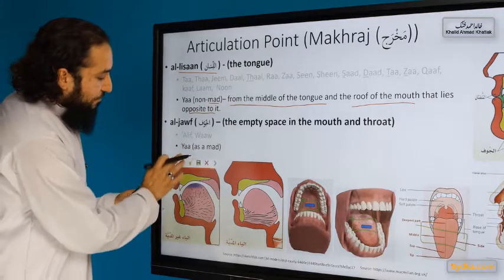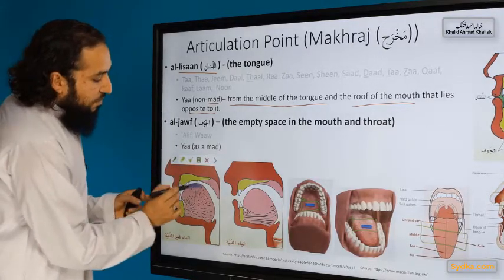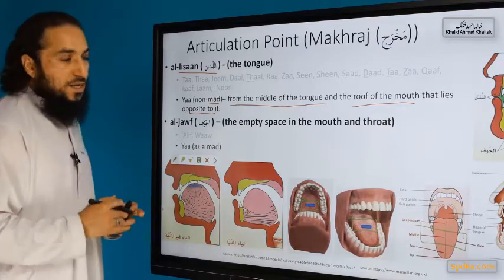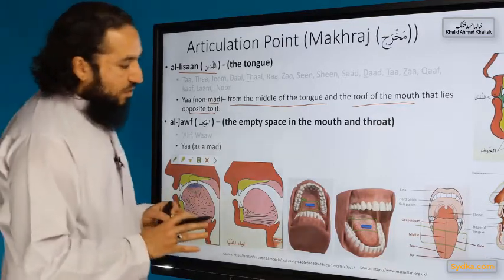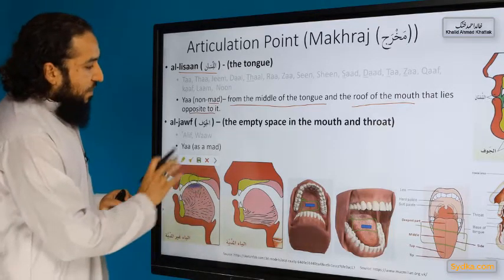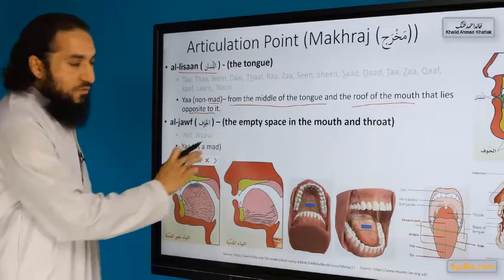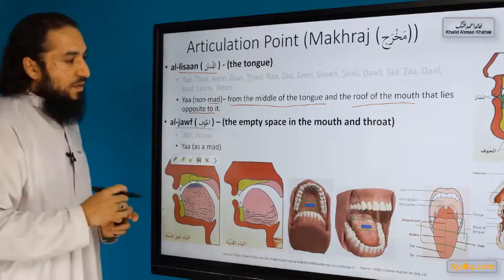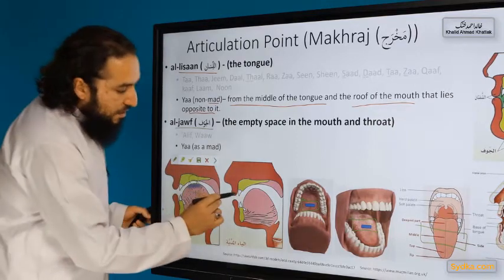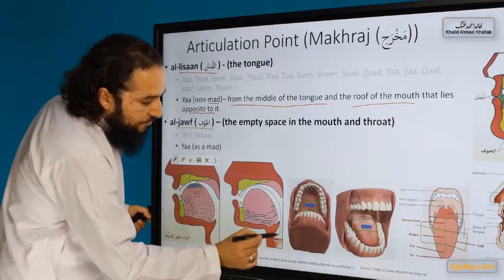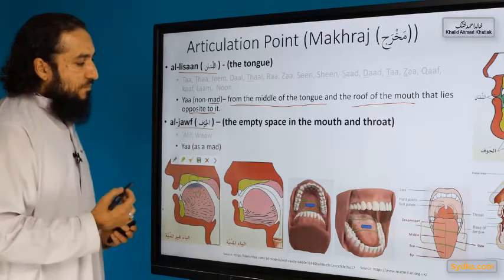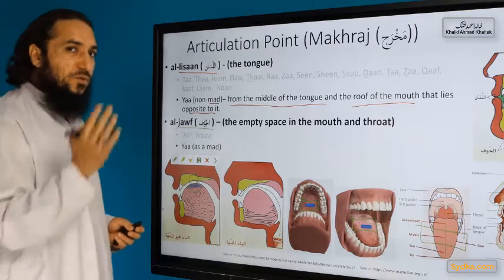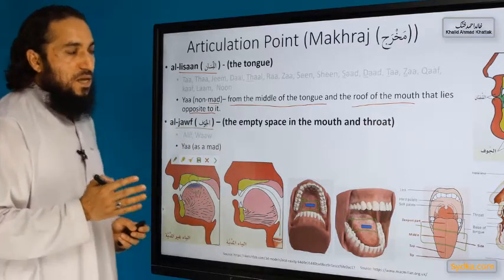See here as well, that's the middle of the tongue and opposite to that the roof of the mouth. So that is Ya when it is a consonant. And if it is written as a mad or long vowel, then it is different. Then it's al-jawf, the empty space in the mouth and the throat. That is its makhraj, and the second part of all these words is the long vowel of Ya.